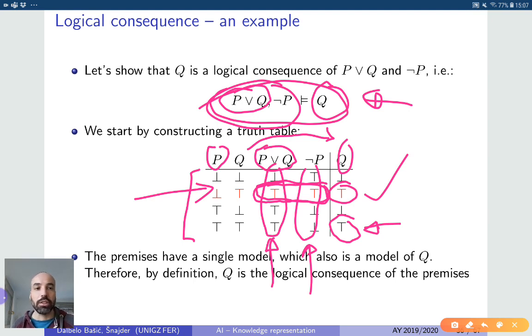Logical consequence is just about checking if all the interpretations that are making the premises true are also making the alleged logical consequence true. And if this is the case, then this is a logical consequence. I don't care about the cases where the logical consequence is true and the premises are not. It doesn't really hurt, but I don't care about these cases.